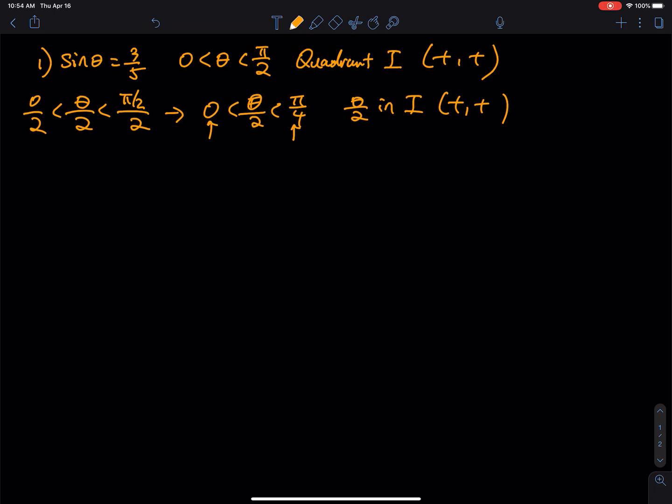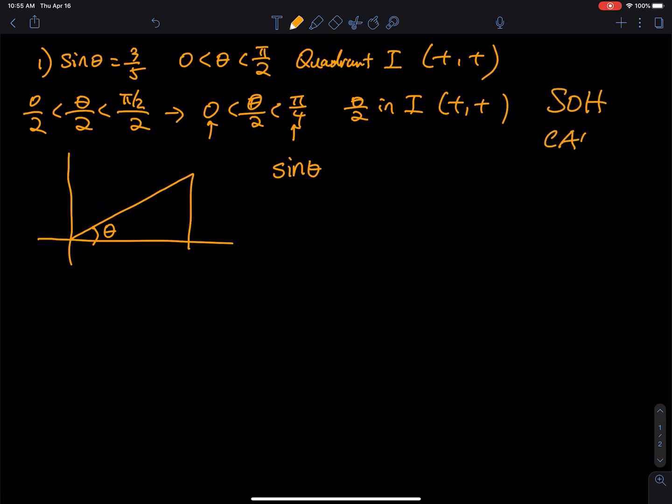in quadrant 1, we have to use right angle trigonometry. So we draw a triangle in quadrant 1, and this is theta. So what do we have right here? We have sine, or in case you don't remember right triangle trigonometry, we have SOHCAHTOA.